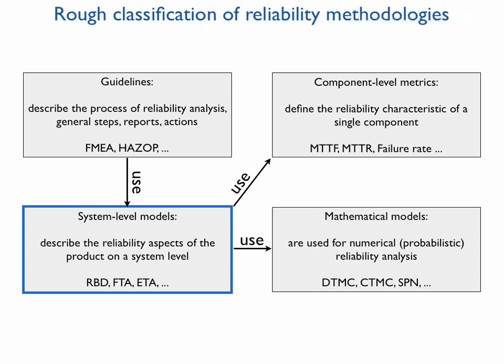Okay, we already discussed the component level metrics, what is MTTF, MTTR, failure rate, and so on. Now let me continue with the system level models. These models take this component level information and try to use it in order to obtain the reliability of the entire system. This group of models consists of reliability block diagrams, fault tree analysis, and event tree analysis. There are some other models, but in this presentation I want to cover reliability block diagrams, fault tree analysis, and event tree analysis.